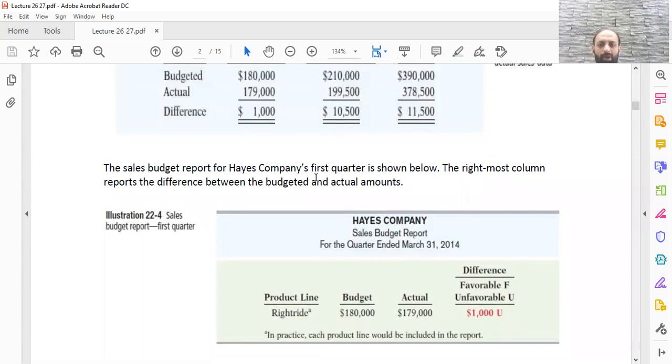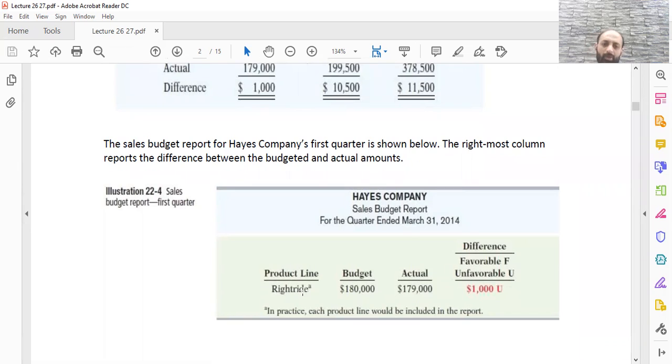The rightmost column reports the difference between the budgeted and the actual figure. Now your product line is Right, which Hayes Company sells. Your budget was 180,000, and the actual sales were 179,000. Now what was the difference? Since the budget was greater than actual, it is unfavorable, also called adverse. The adverse variance was $1,000; your sales were less, or unfavorable.